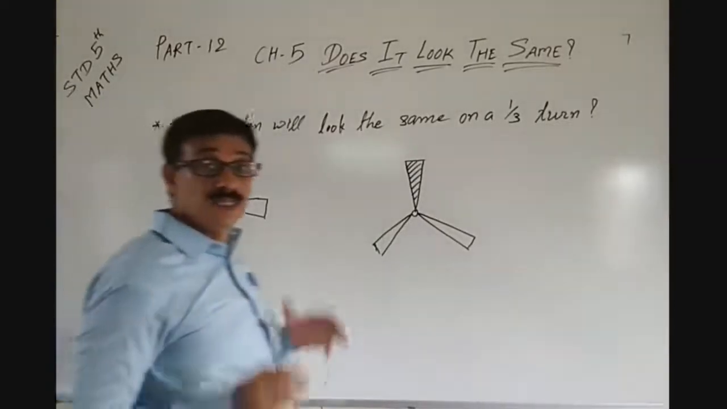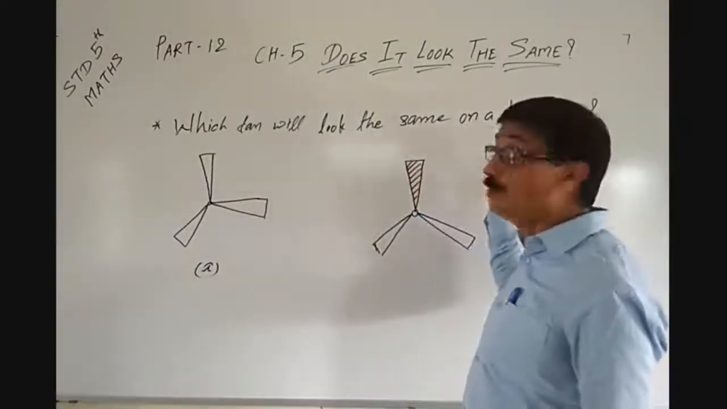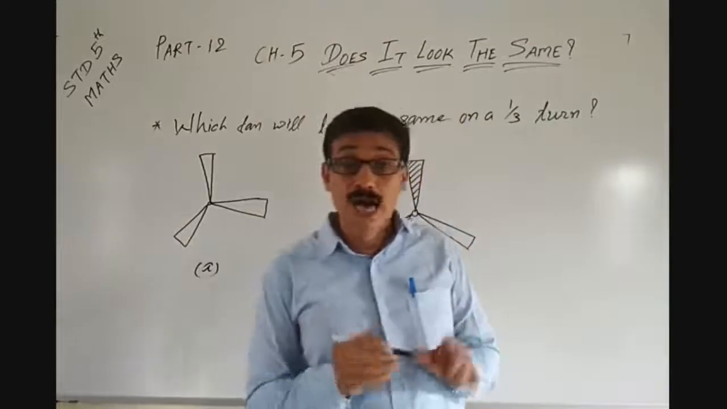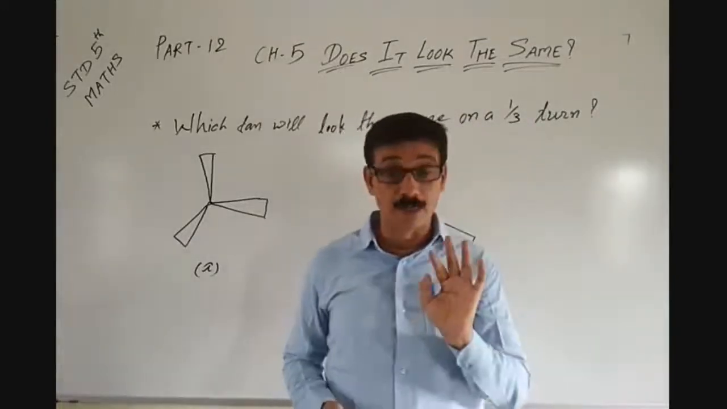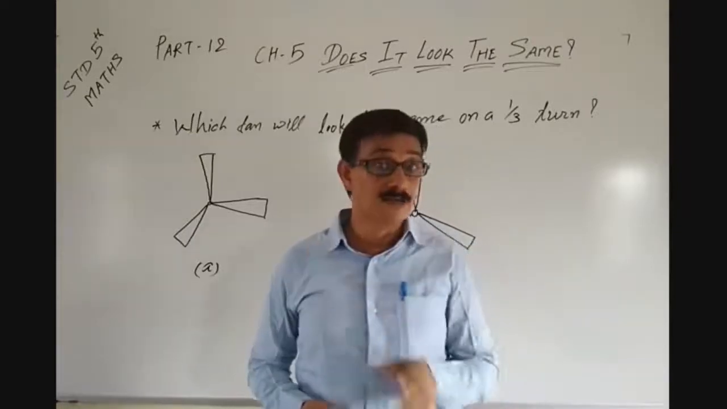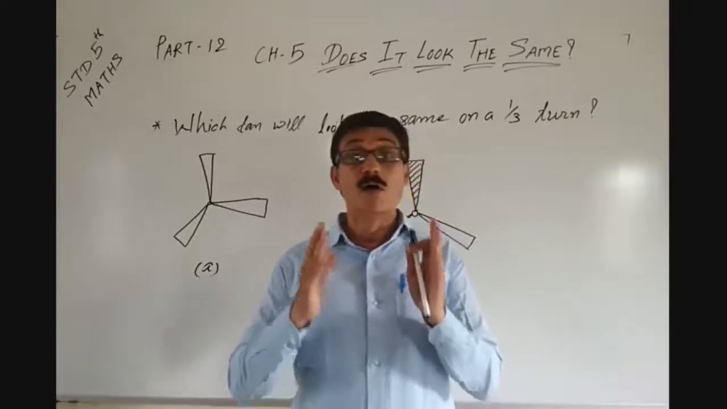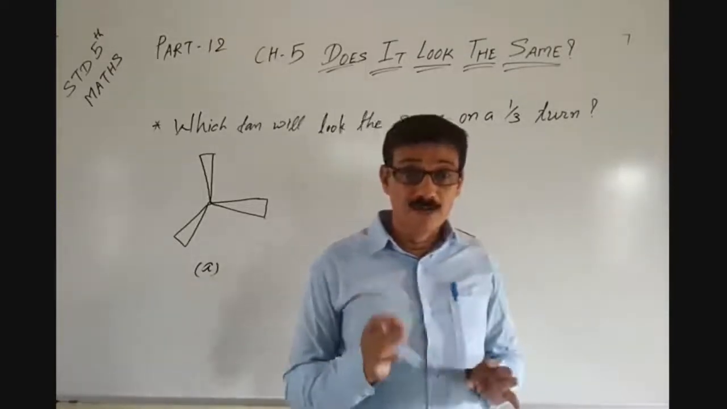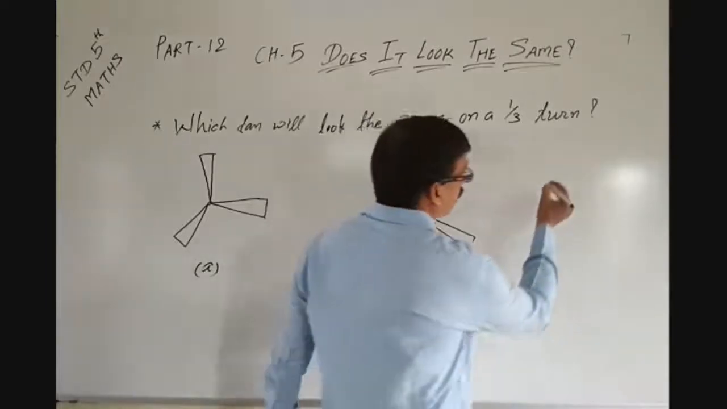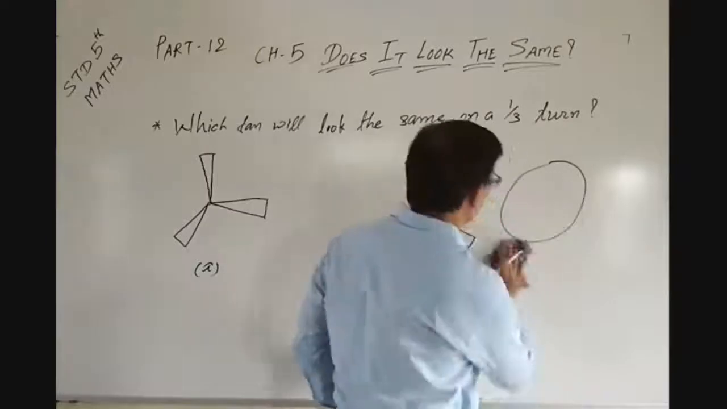Now, the next practice is what? Which pen will look the same on one third turn? So now see, we understood one half turn, we understood one fourth turn. Now there is one third turn. So first of all, let's understand how to give one third turn. To give one third turn, what you will do? Draw a circle.